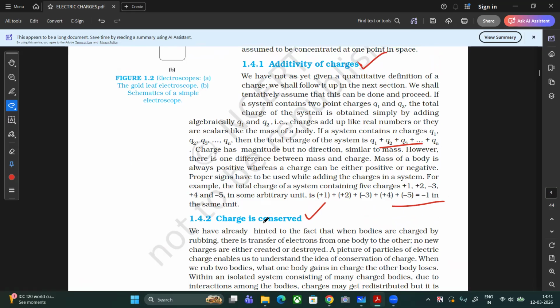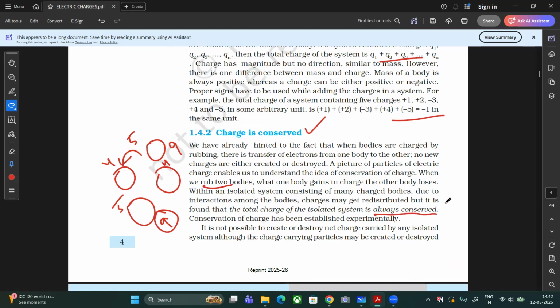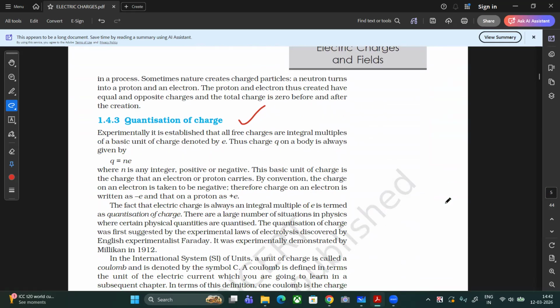Next, charge is conserved. Conservation means the total charge is not destroyed or created. It only transfers within the system. We have two bodies and we rub them. Charges only transfer; they are not destroyed. Initially we have 9 charges between the two bodies, 4 and 5. After giving 1 electron to one body, one becomes 5 and the other becomes 4. Here also the total amount of charge is 9 only. So the charge initially and after the rubbing or friction is the same. That means the total charge in an isolated system is always conserved. It only transfers; it is not destroyed or created. Next is quantization of charges.